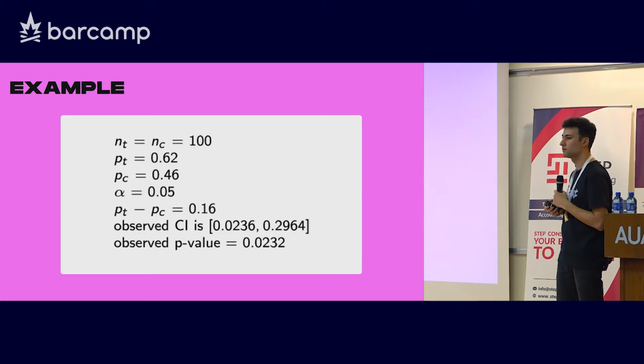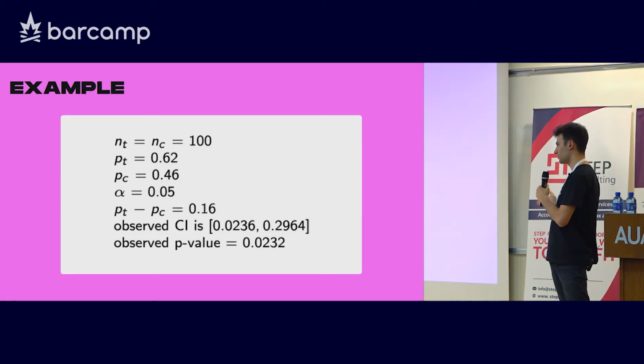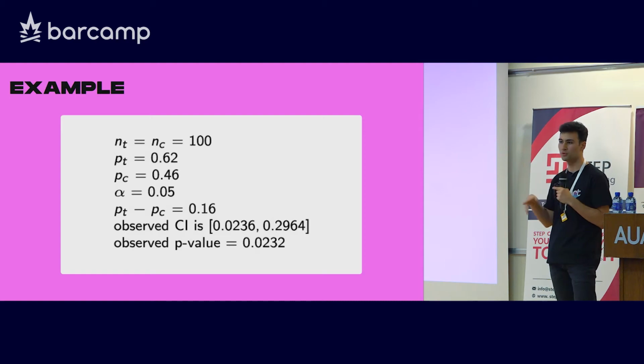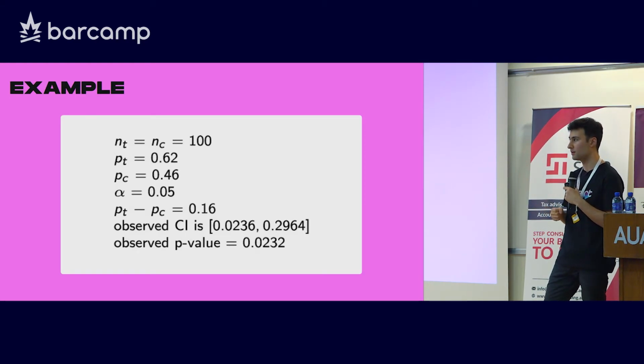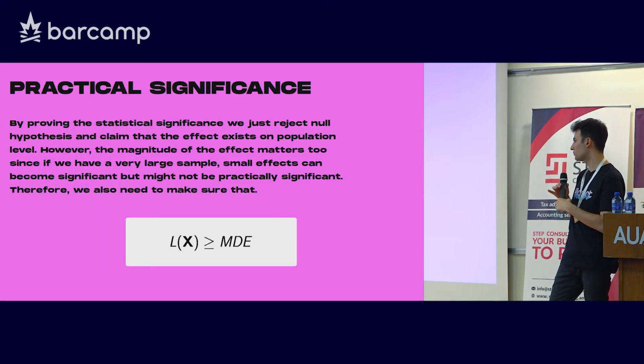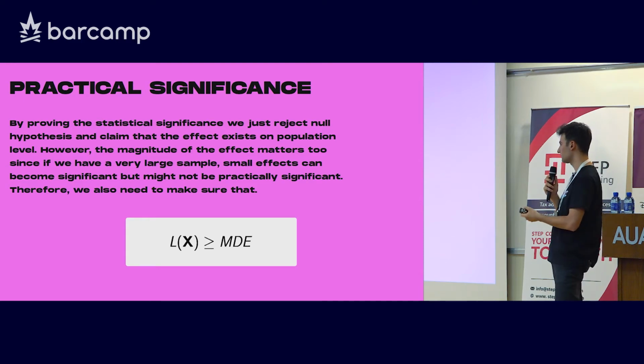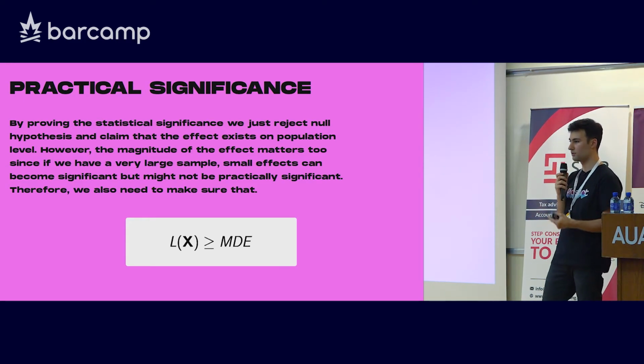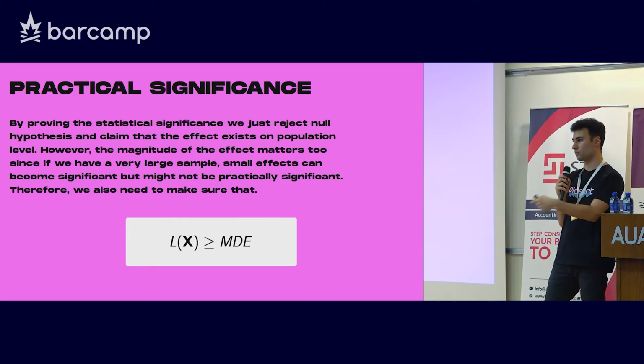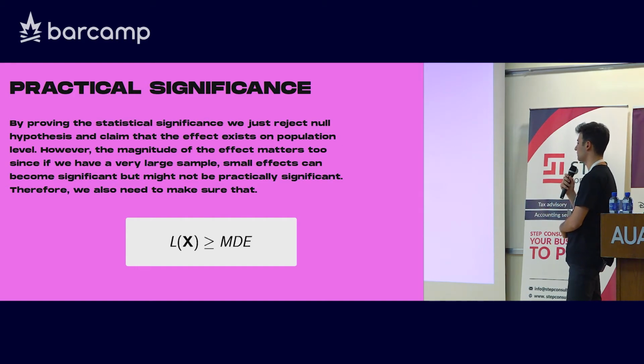Yeah, and as we have rejected the null hypothesis, we made sure that external validity is set. We also need to make sure that the effect observed is actually practically significant from the business perspective. Which usually comes from the minimum detectable effect that we have talked about. And we need to make sure that the lower bound of our confidence interval should exceed it.